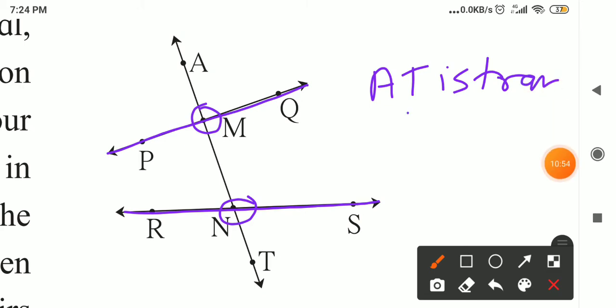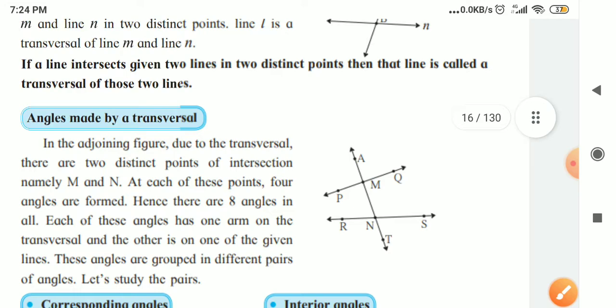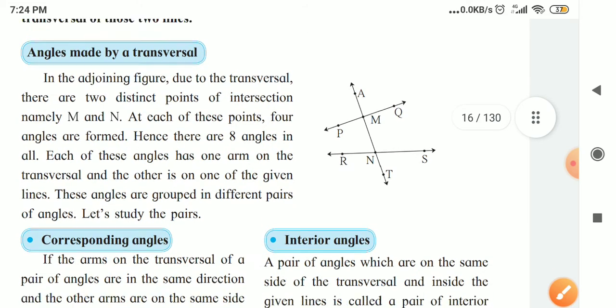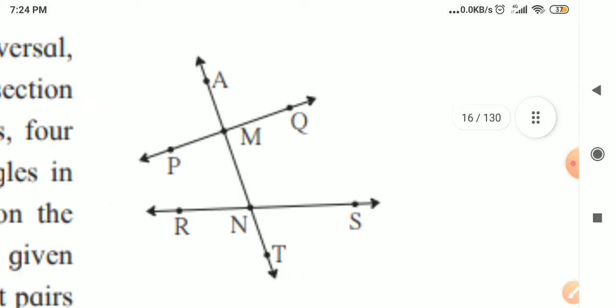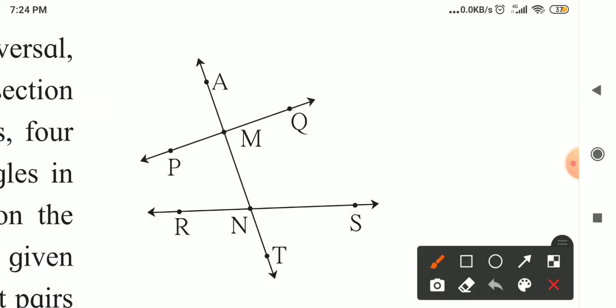Okay, AT is a transversal. Now here, what is our point? The point is the angles made by the transversal. If you see here, you will notice how many angles are formed. If two lines are intersected by a transversal, how many angles are formed?